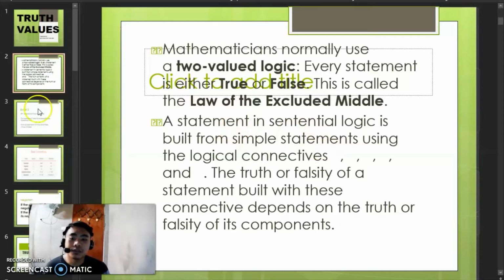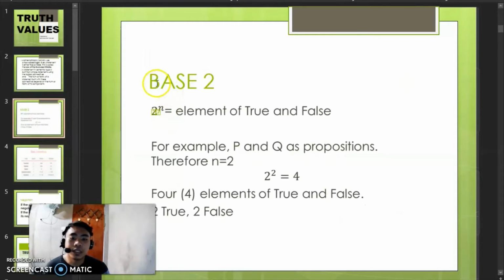So as you can see, this will be the guidelines or the formula for you to know the elements or the falsity and truthness of the elements. So we have base 2. The formula for finding the number of elements of true or false is 2 raised to n, wherein n is the number of the proposition. Kung gaano karami yung letters sa given proposition, compound proposition natin. For example, P and Q as propositions. Therefore, n is equal to 2.